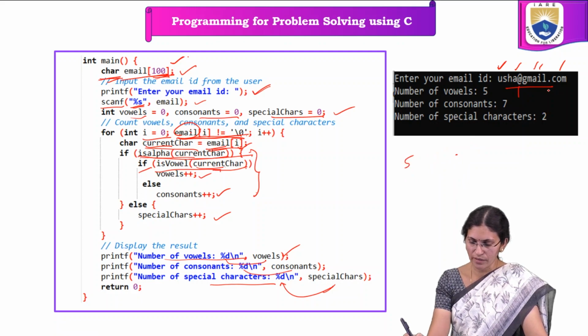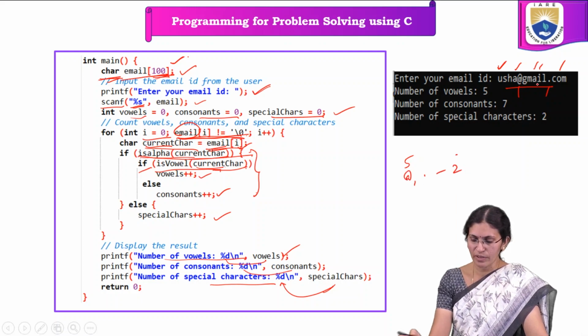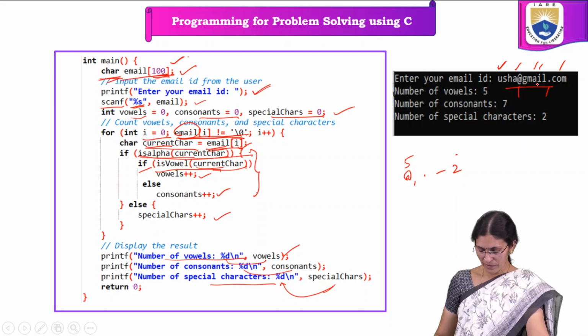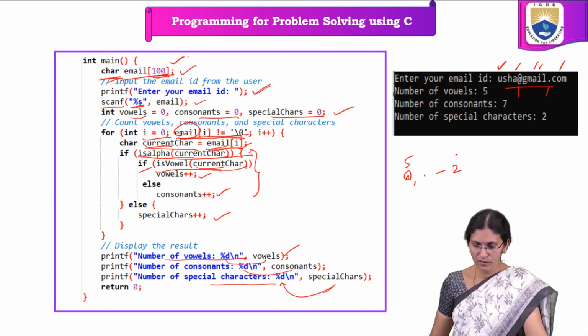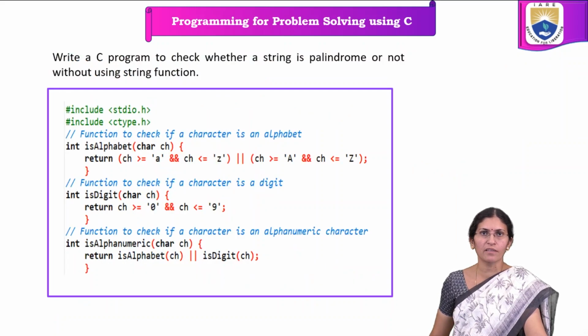So we have 2 characters, @ and dot. So @ and dot, these are 2 special characters which are there, and remaining are consonants. So in this way we can write the program to check in the email ID how many vowels, consonants and how many special characters are there.